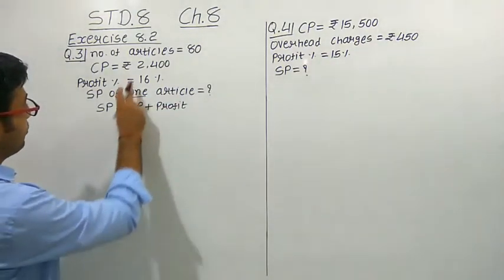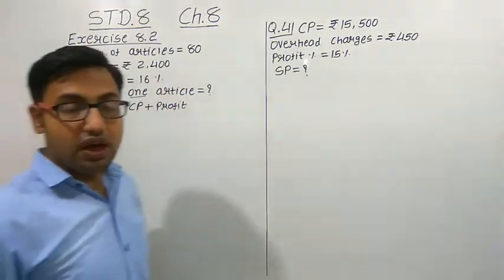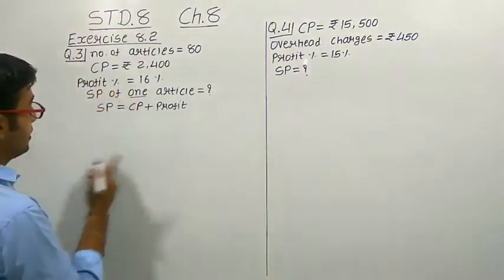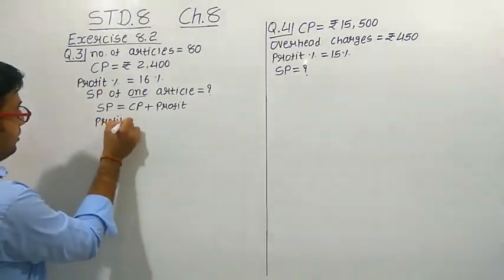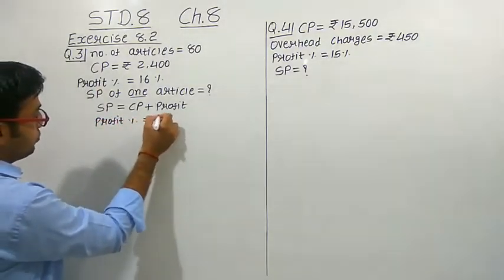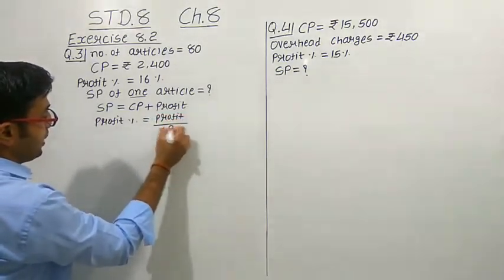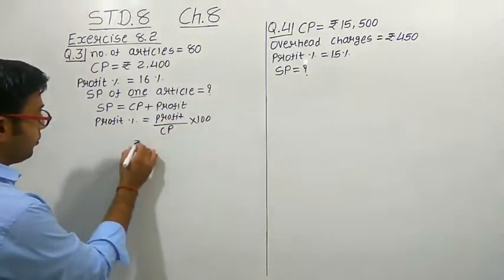Now the cost price we already have, 2400. We have to find the profit. How to find the profit? Here we are given the profit percentage. So we have a formula: profit percentage is equal to profit upon cost price into 100. Okay, put down all the values.